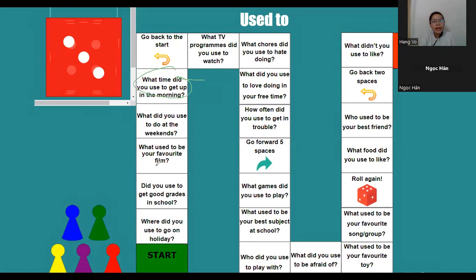Well, I think my favorite film used to be a Hong Kong film. I remember it is called The Happy Family in English. I loved it because it was really funny, really relaxing. I could laugh a lot when I watched it. So that's why I loved it so much. But not now, not anymore.